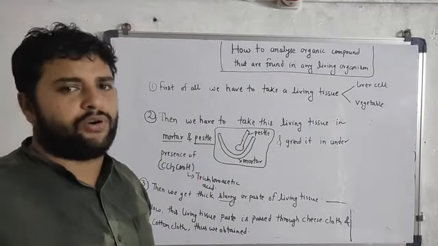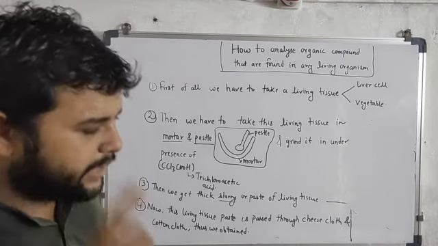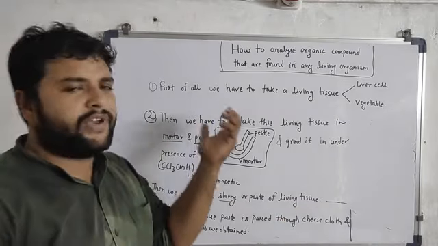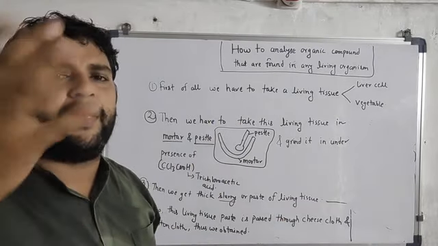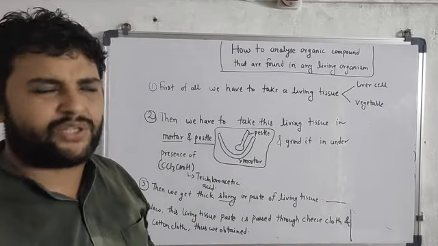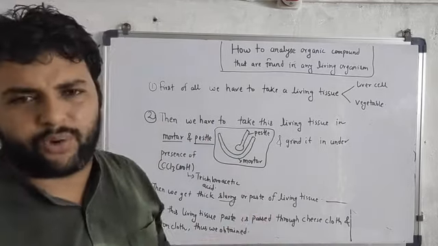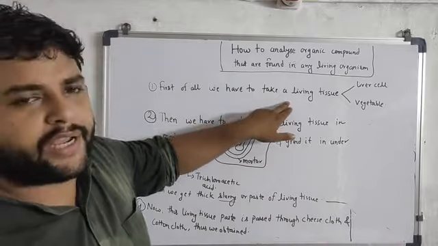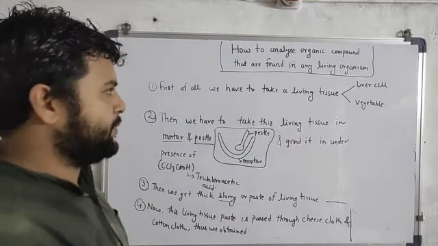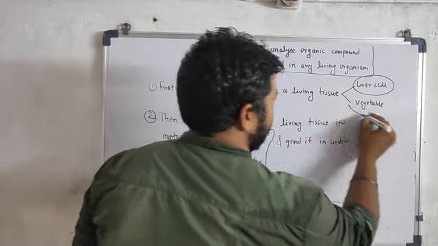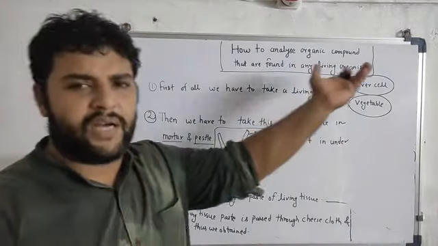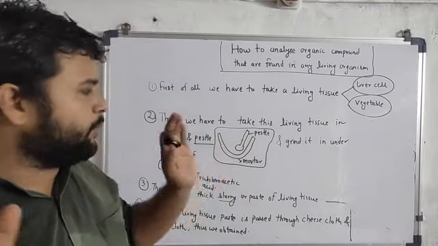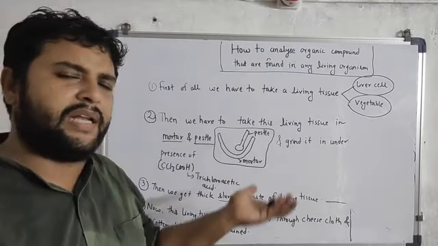When the question arises about organic compounds, remember in your mind that it must contain carbon. So first of all, you have to take a living tissue. You can take a plant tissue, an animal tissue, or a microbial tissue, any tissue, but it must be a living tissue. Suppose I have taken a liver cell or any vegetable. Liver cell is an animal cell, vegetable is a plant cell. Any of the cells you can take; there is no problem.